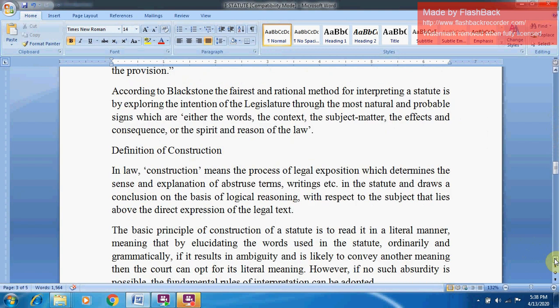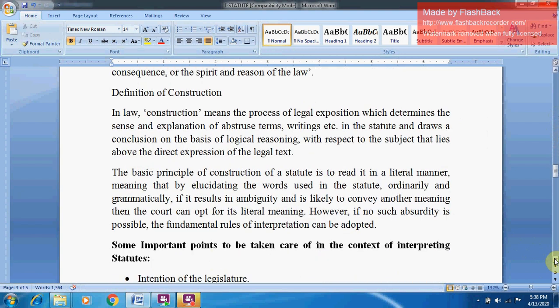Now, as we said earlier, we will see the definition of construction. In law, construction means the process of legal exposition which determines the sense and explanation of abstruse terms, writing, etc. in the statutes and draws a conclusion on the basis of logical reasoning with respect to the subject that lies above the direct expression of the legal context or legal text.